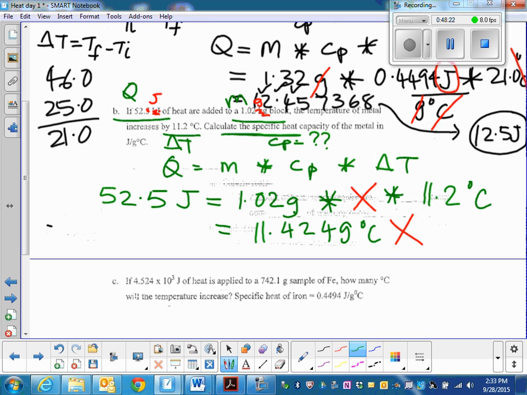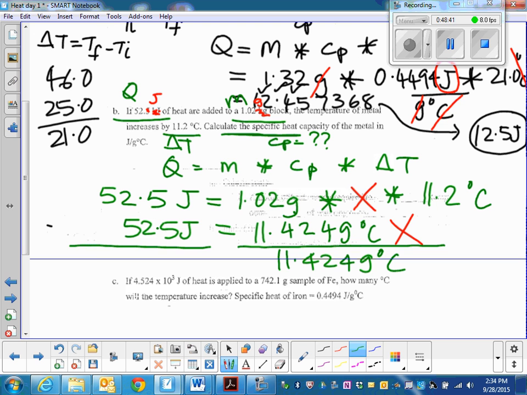Equals, on this side, it is 5.25 J. Now I need to solve for X. What do I do with all the numbers and units that are before it? Divide by all of that. So I'm going to divide this by 11.424 grams degrees Celsius, and I'm going to divide this side also by 11.424 grams degrees Celsius. Got that? All this will cancel.